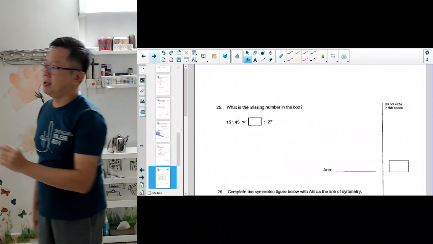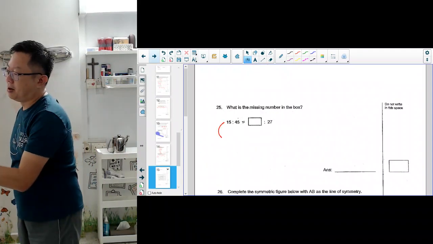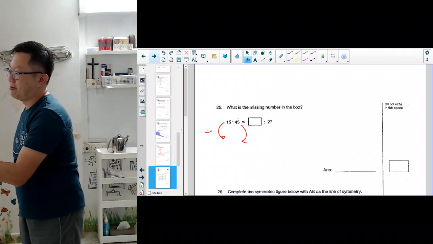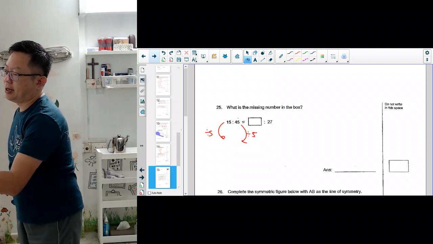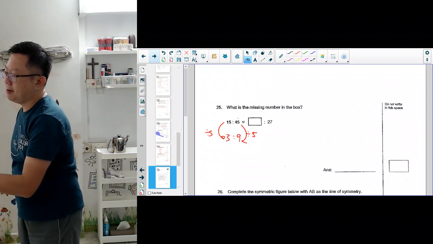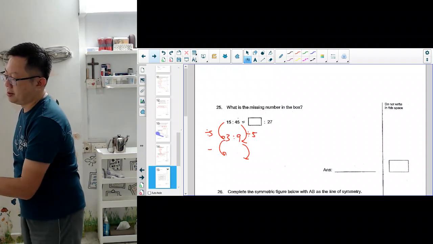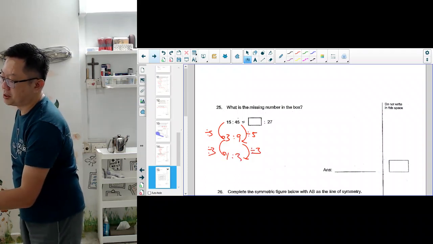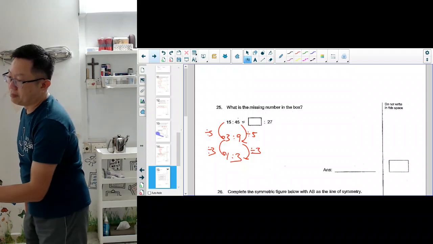What is a missing number? Same thing. To get the missing number, you always have to start with the simplest form. So you can divide by 5, and you will get 3 is to 9, and then divide some more, divide by 3, and you get 1 is to 3. And then use that to get your missing number.